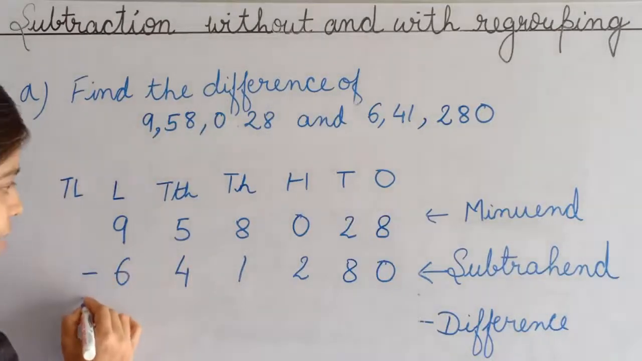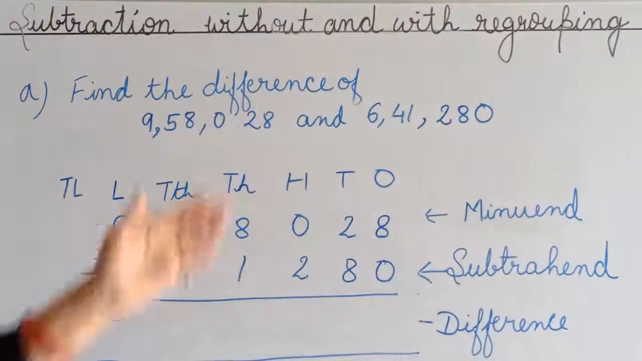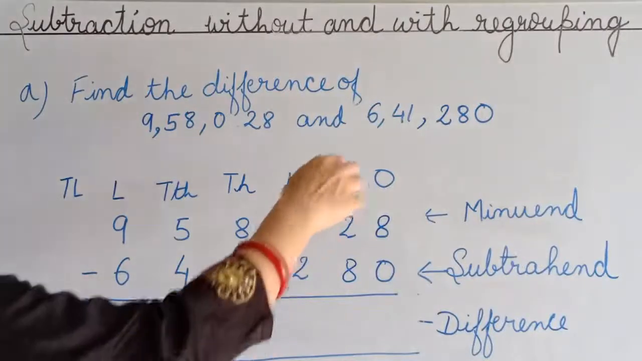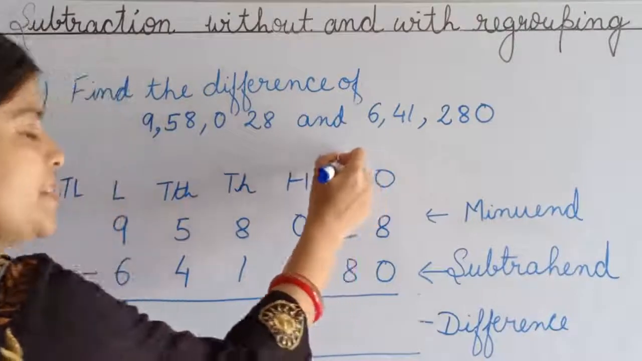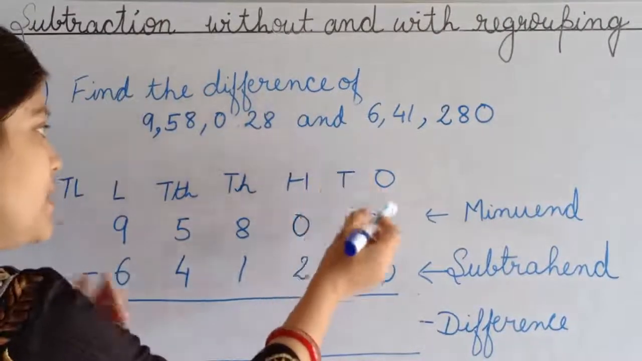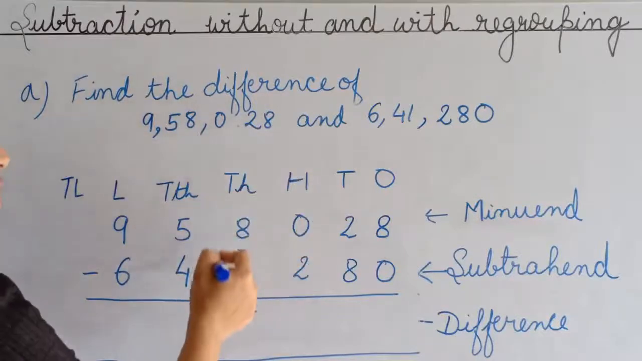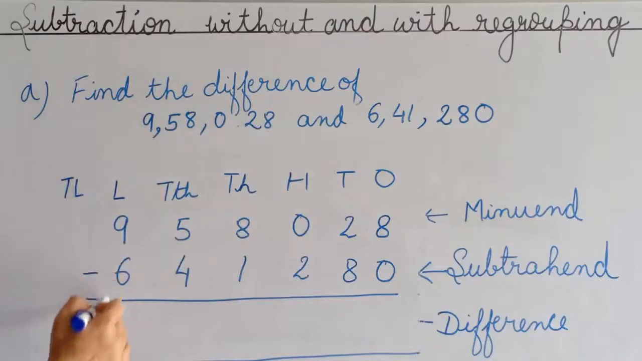Now we have to subtract it here. Again we have to subtract from the right hand side. We will start subtracting from the right hand side only. Means first we will subtract the number in the ones place, then the number in the tens place, then the 100 place, then the 1,000 place, then the 10,000 place, and at last we will subtract the number in the lakh place. So we will follow that rule only.